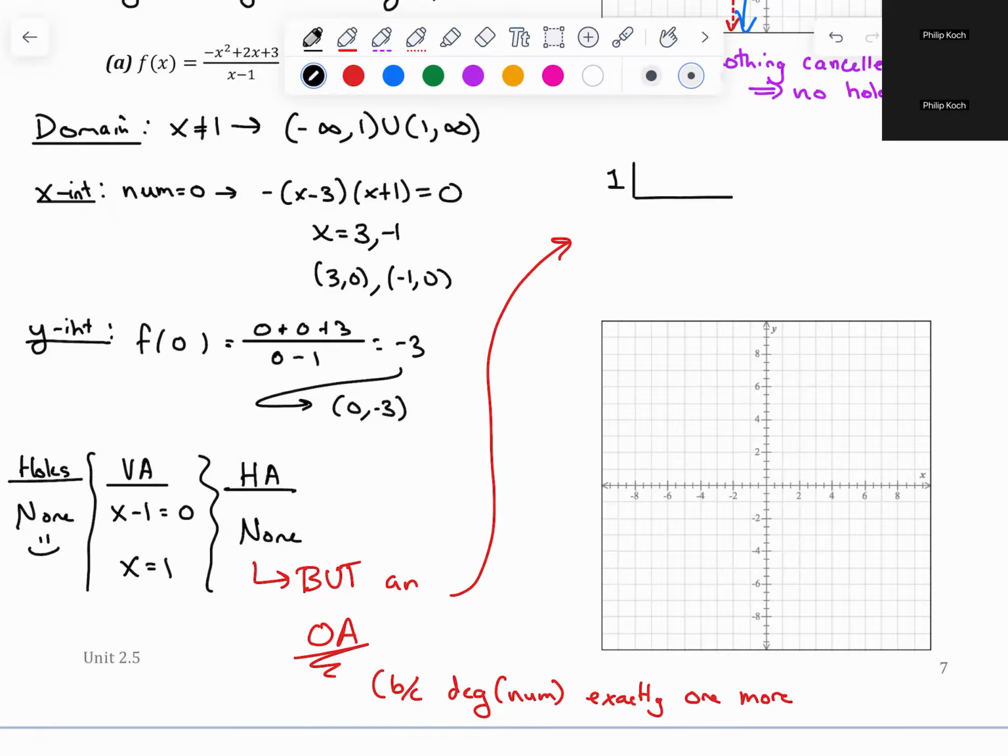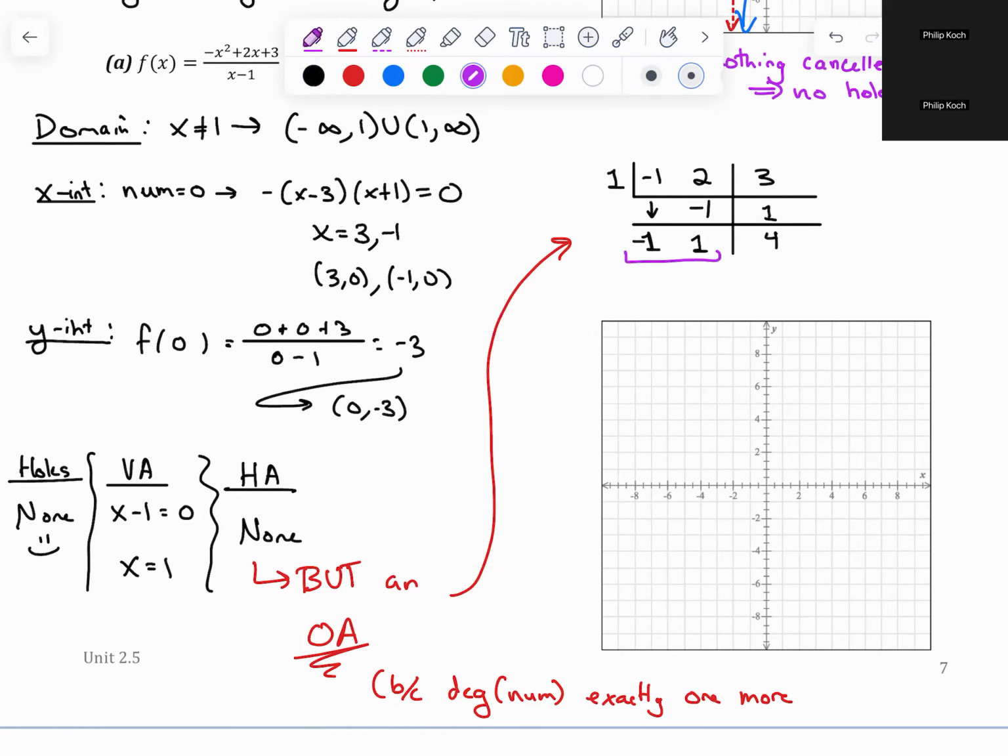We'll set up the synthetic. So negative 1x squared plus 2x plus 3. And luckily for us, all powers of x are present. So bring down the first one. And then for the rest of it, you're going to multiply diagonally, add vertically. 1 times negative 1 is negative 1. Add that, you get positive 1. 1 times 1 is 1, which gives us a remainder of 4.